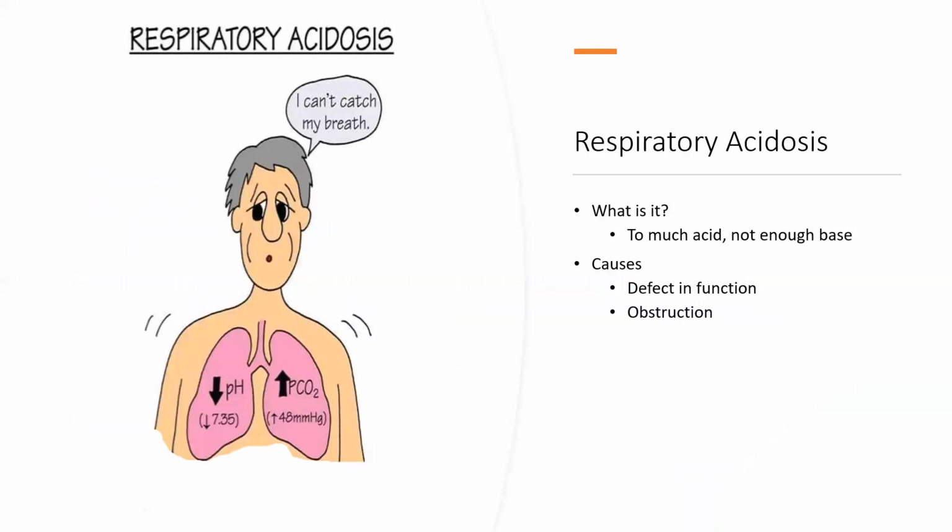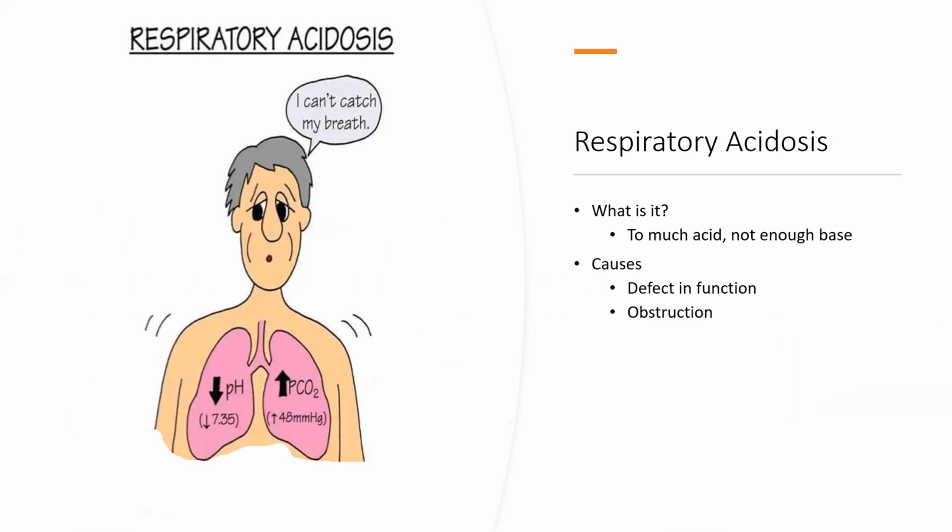So let's very quickly talk about the four main disorders that go along with acid base. So we have respiratory acidosis, respiratory alkalosis, metabolic acidosis, and metabolic alkalosis. And so this is just a very brief overview of what these are and how they work.